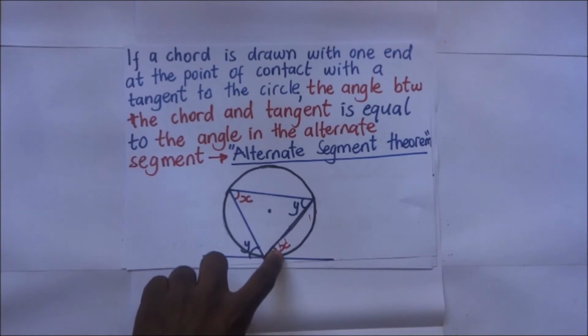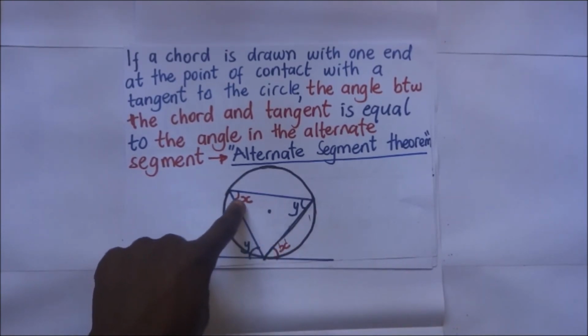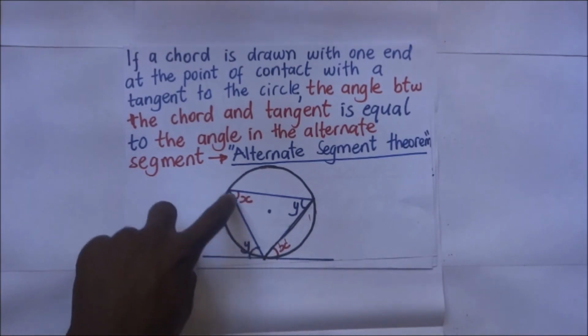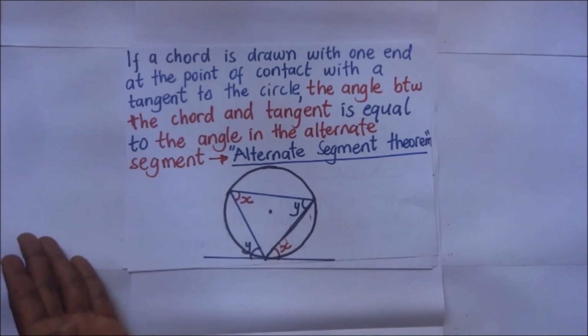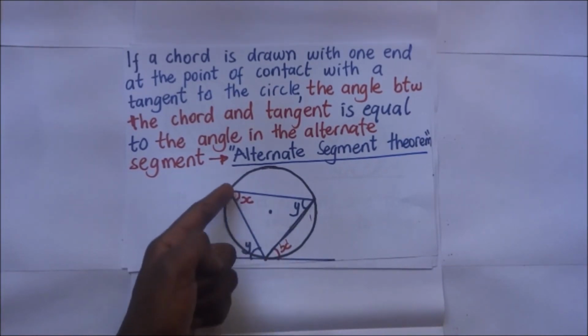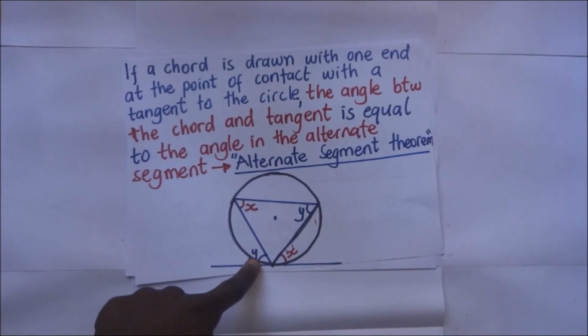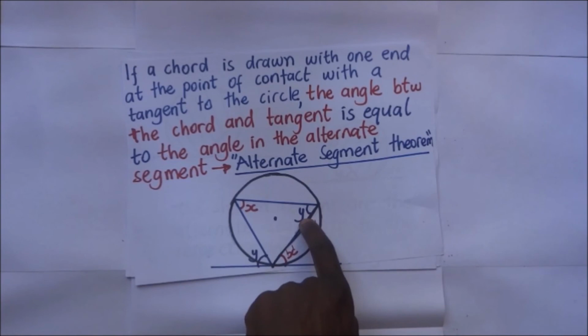If you look at this value of x, this is the angle x. The angle in the alternate segment is that one. Likewise, this is another chord dividing that segment and this segment. So if the angle between the tangent and the chord is y, the other angle in the alternate segment will be that one.